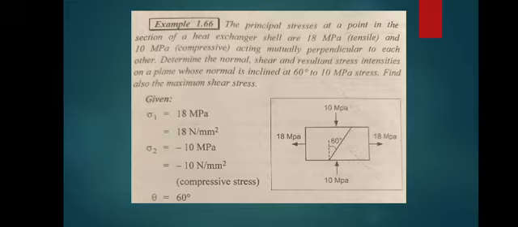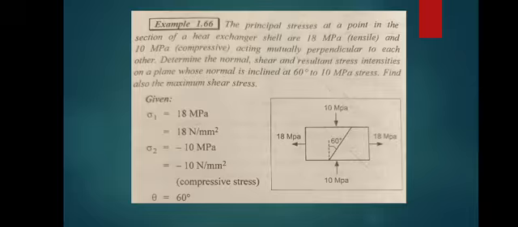Okay, therefore you have to take the formula for normal stress and shear stresses. The stresses acting in two mutually perpendicular directions, that formula you have to take. Here the theta value is given because it is inclined at 60 degree to 10 megapascal stress. Here you have to draw this diagram. How do you draw this diagram?